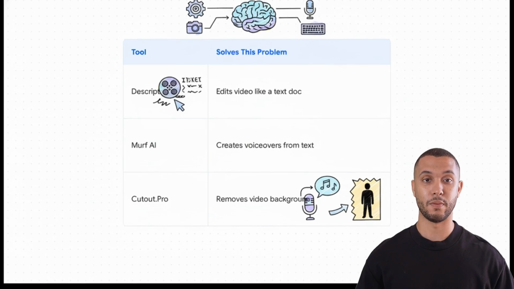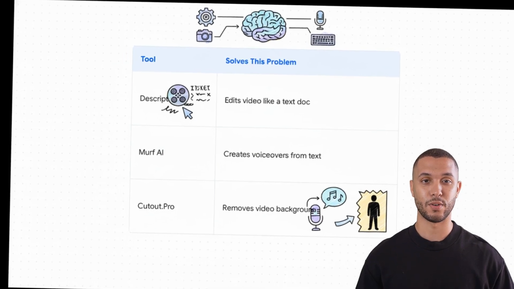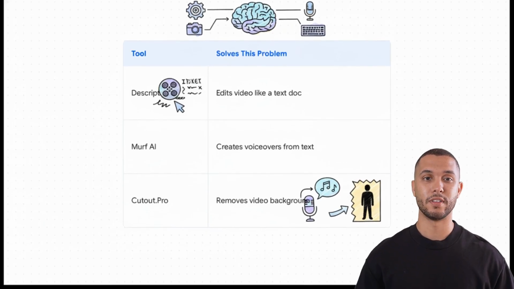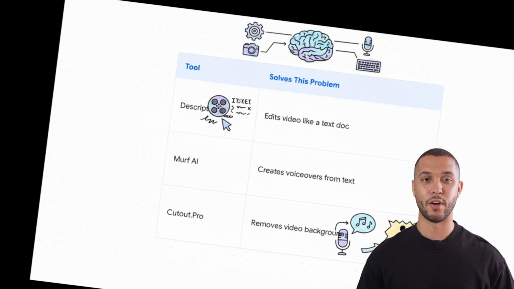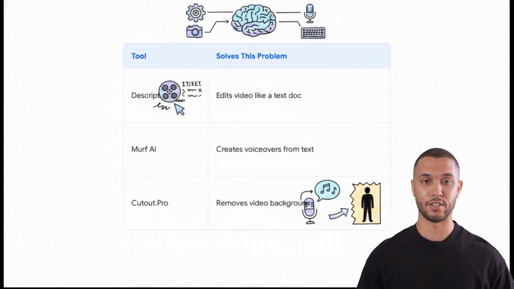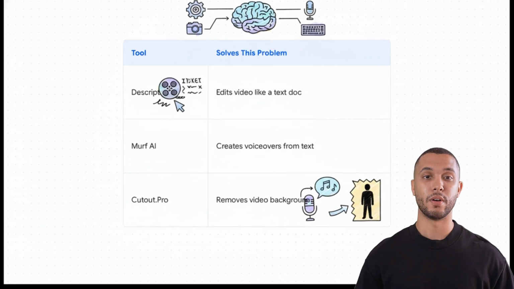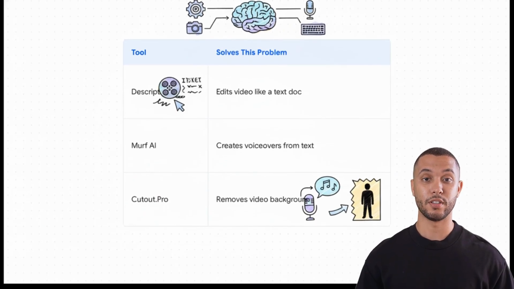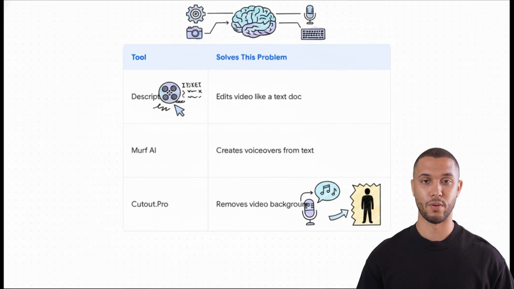Your toolkit can get even cooler with some amazing specialized tools. Like, there's Descript, which lets you edit video just by editing a text document. You delete a word in the text. It's gone from the video. It's like magic. Then you've got Murf AI, which can generate a natural-sounding voiceover from a script. And Cutout Pro, it can remove a video background with a single click. Each of these solves a very specific and very real production headache.